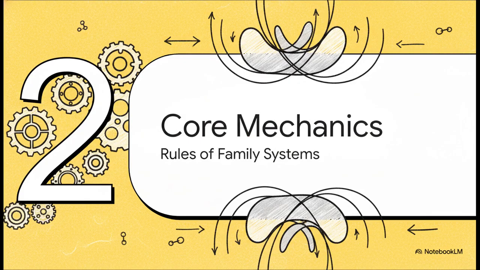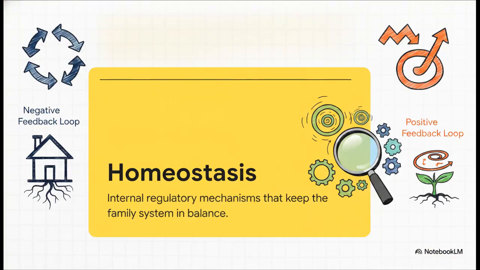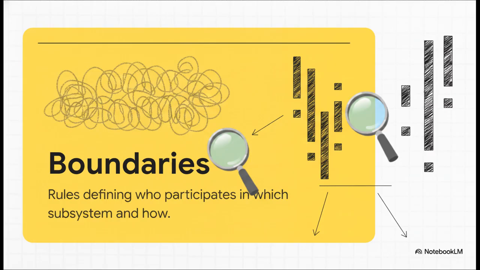Moving into Section 2, core mechanics of family systems. Now that we understand the perspective shift, let's break down the actual rules that govern our families. Think of this as learning the physics of family relationships. Just like in biology, families operate on homeostasis. They have these internal regulatory mechanisms that naturally want to keep the system in balance. Families use negative feedback loops to maintain the status quo and keep things exactly the way they are. Conversely, they'll use positive feedback loops when they need to disrupt that status quo and force the entire system to change and adapt.